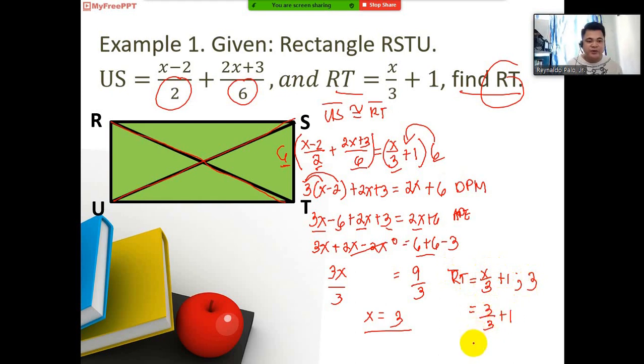So 3 over 3 is just simply 1, plus 1. So therefore, the measurement of segment RT is 2. This will serve as your final answer. As simple as that, guys. So first, we will be identifying the property that we can use.